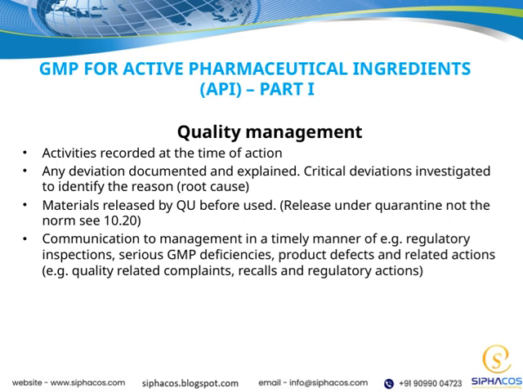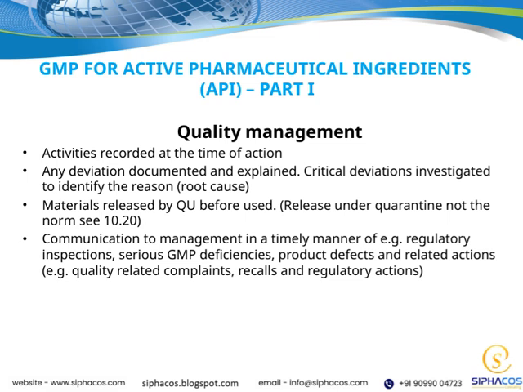When an unexpected event occurs, we investigate critical deviations to understand the root cause. This step is key to preventing recurrence and improving our processes. Before materials are used, they are released by quality control, or QU. It's important to note that materials released under quarantine are not the norm and are typically only used when approved for use, as outlined in Section 10.2.